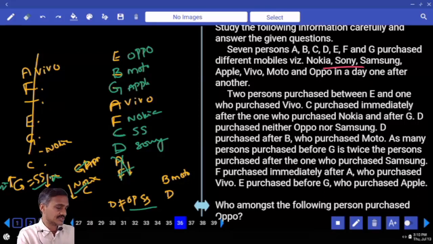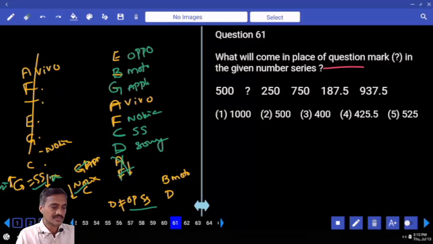Then, is any question left over in this one? Number series. Now number series, question numbers 61 onward.